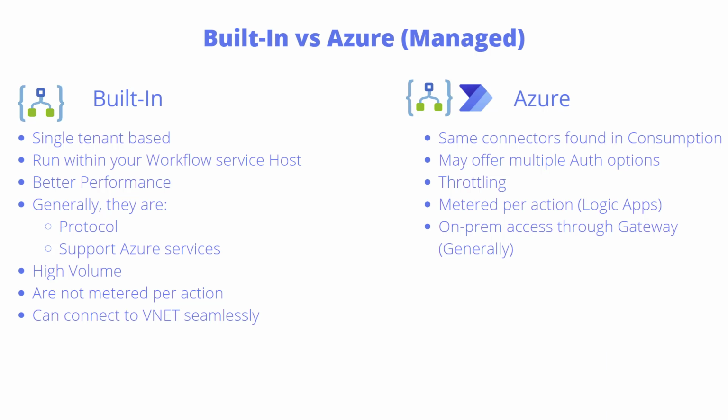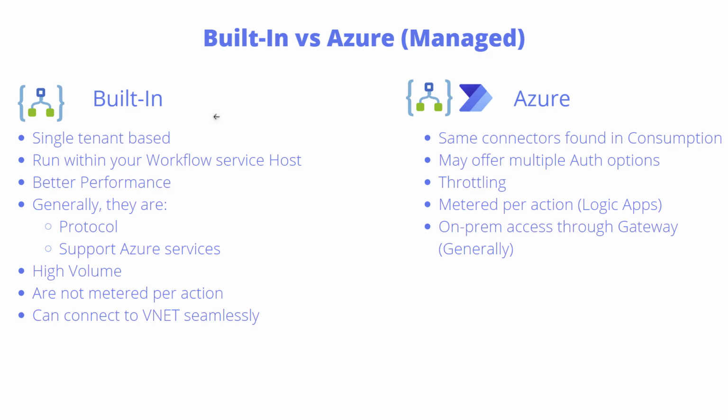Okay, so to start with, we need to go over a specific concept, and that concept is the type of connectors. So built-in versus Azure or managed. You might see those terms being used interchangeably. So when we think about built-in, and this is specific to Logic Apps, we've got a single tenant architecture. So your connectors are going to run inside of your compute, and naturally this compute can be scaled up or out based upon your needs.